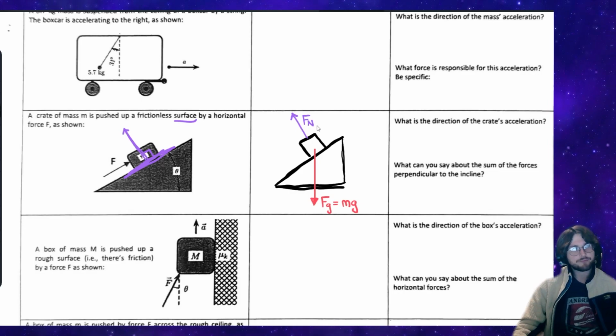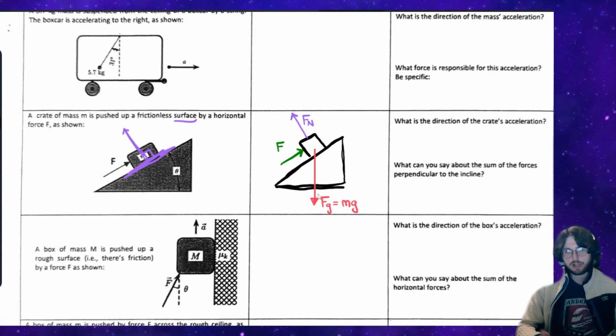Fn. Weird. All right. And now, finally, we're being pushed by some horizontal force F, which I'm going to make green. And that's just being applied directly to the box, and we always just apply those forces directly to the box as shown. So we'll keep it like that. All right. And now there's no friction, there's no other weird tensions or anything, so this is a complete free body diagram. We are good.